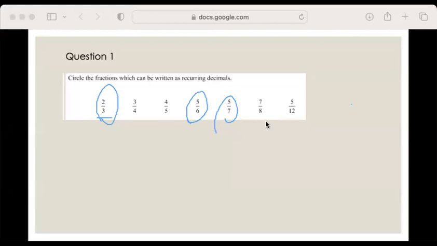Next is 7 over 8. 7 over 8 is not a recurring decimal. The answer you will get is 0.875. So let's see the last one, 5 over 12. Once again, if you work it out, you will end up with a recurring decimal. Right, okay. So these are the examples of recurring decimals in this question. Let's go to the next question.